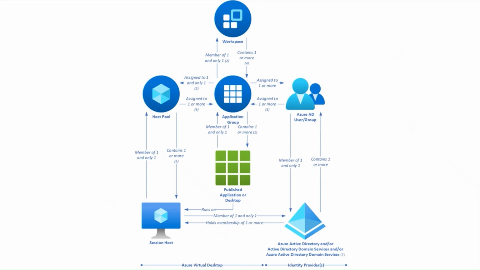So there are three things we can define. The host pool is the first one, the workspace is the second one, and the application group and user assignment we can decide. Other things are automatically managed for you. You don't have to worry about the other components in AVD. Everything is managed for you.